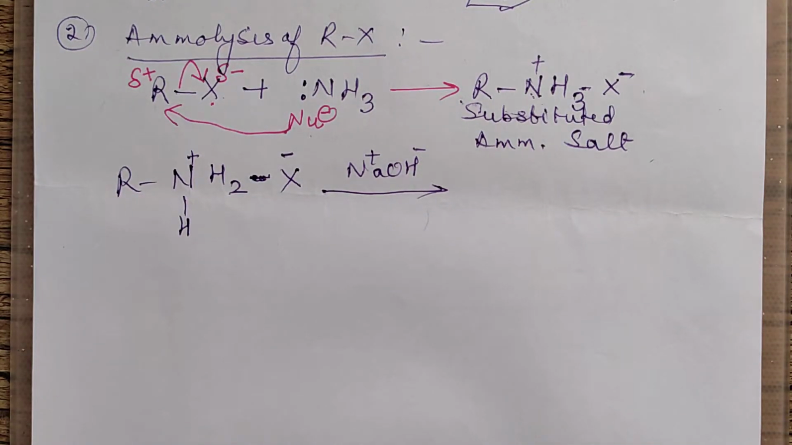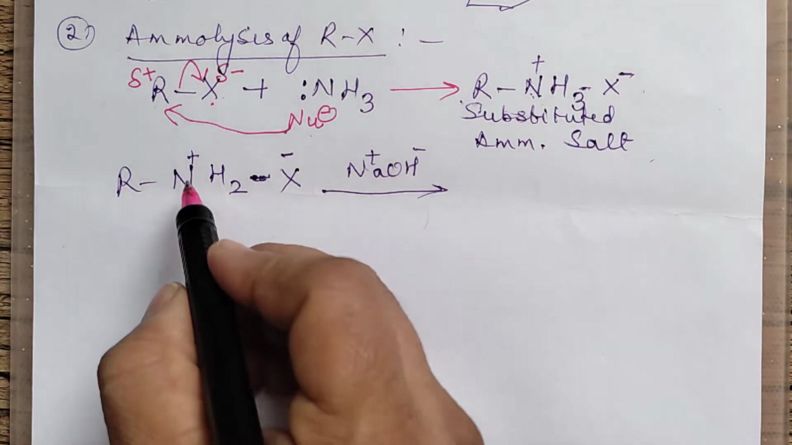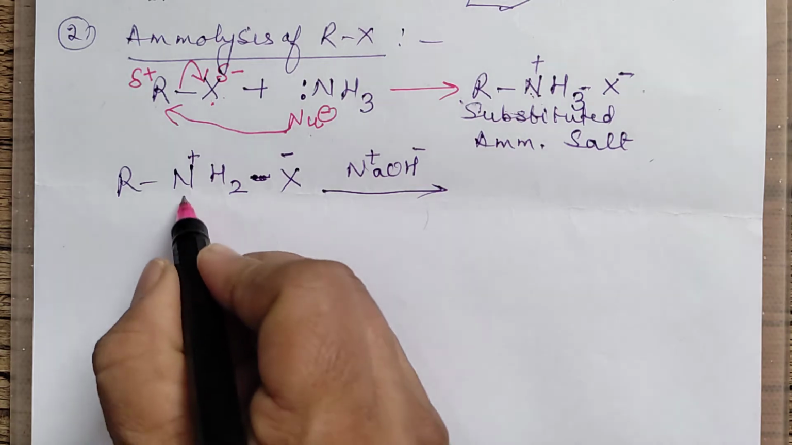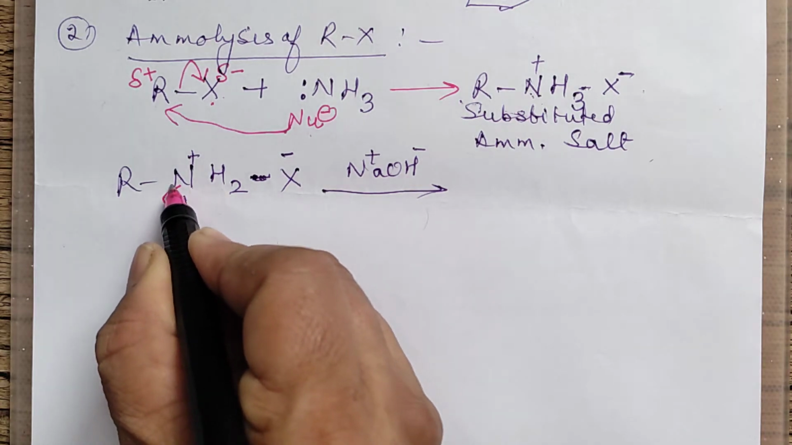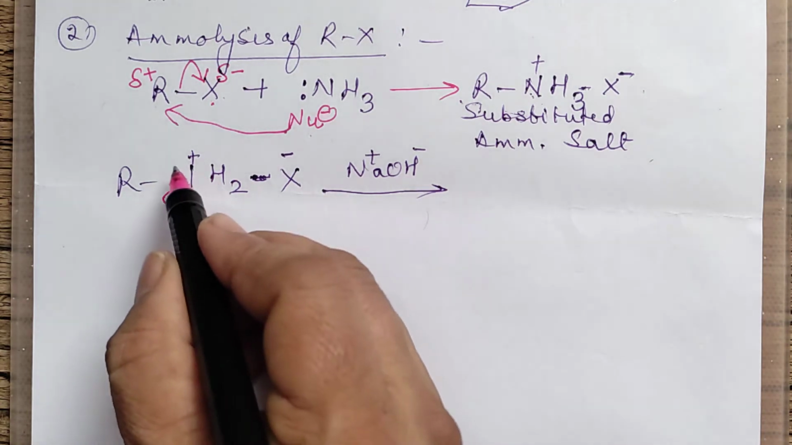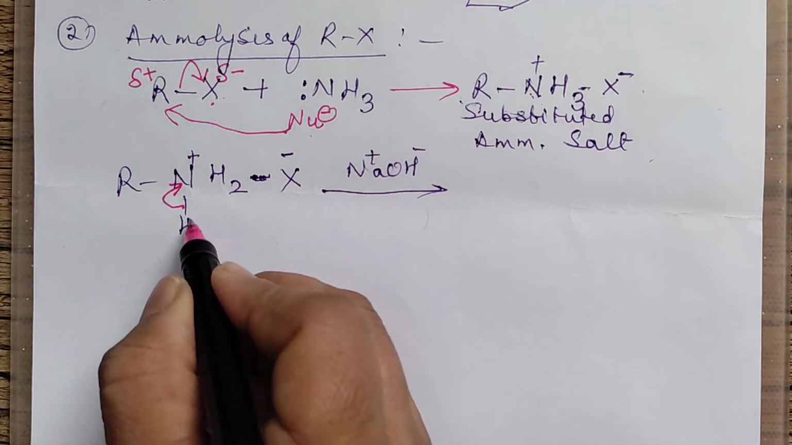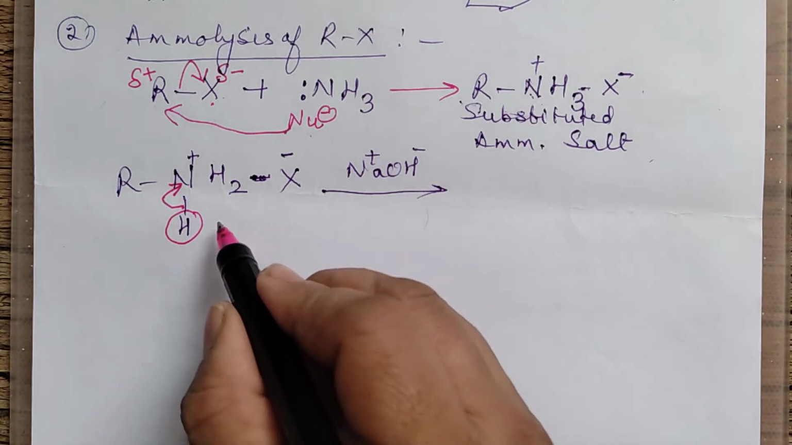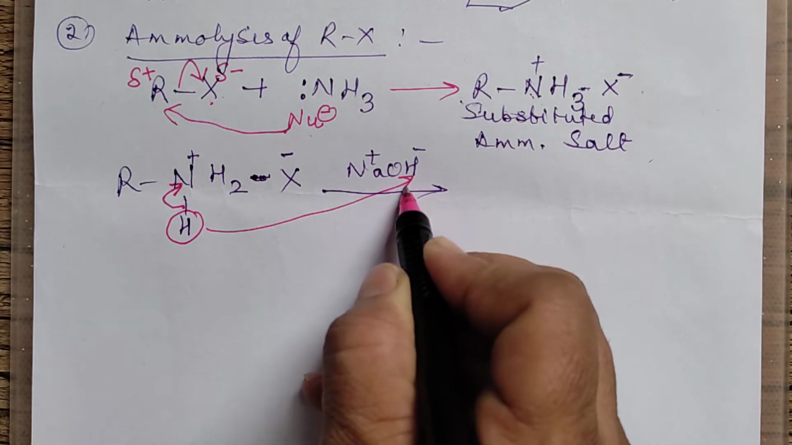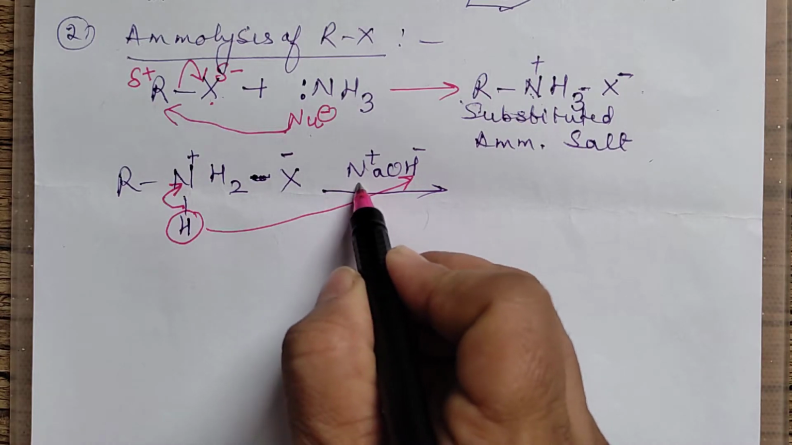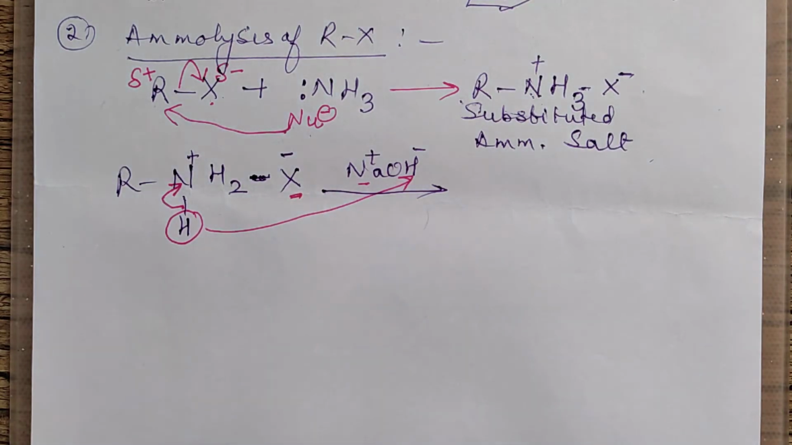So what happens in this is, this nitrogen will try to pull electrons from this. So the bond between N and H, this electron will come back on N. When it comes back here, the positive charge will go away. Now this is H plus. So this H plus will prefer forming a bond with this and come out as water, right? And this Na has good affinity with X minus.